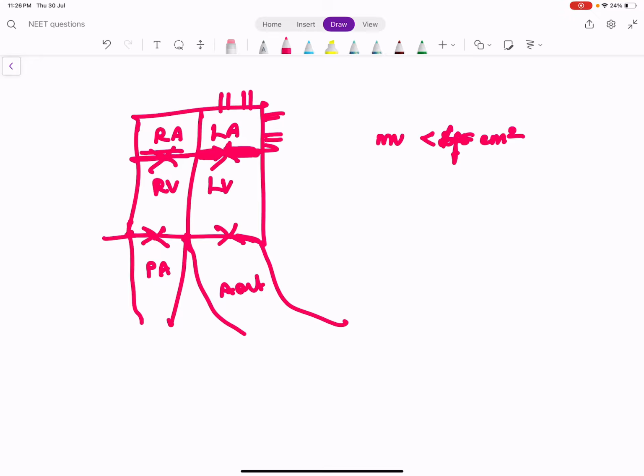Some questions may come on murmurs. So four valvular heart diseases are common. We have pansystolic murmur in mitral regurgitation. Why systolic murmur in mitral regurgitation? Because MR is a systolic event. Aortic regurgitation is a diastolic event. What about aortic stenosis? It is a systolic event, so it causes ejection systolic murmur or a mid-systolic murmur. What happens in mitral stenosis? It is a diastolic event, so it causes mid-diastolic murmur.